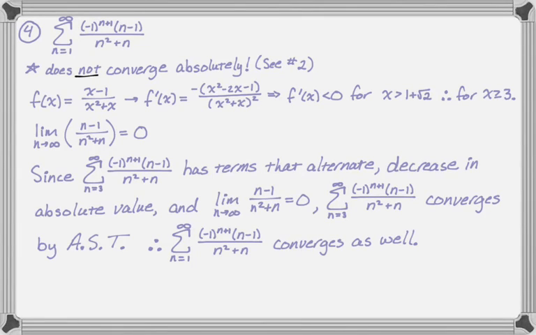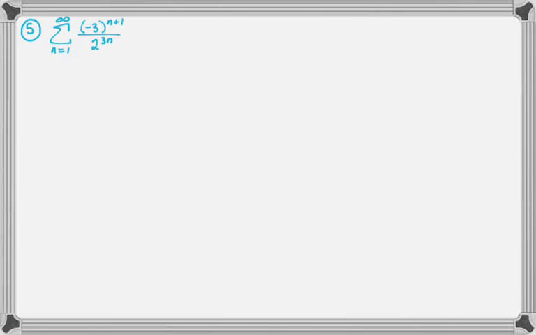All right, new problem. Let's see. So this is number 5. We're going to go from 1 to infinity of the quantity (-3) to the n plus 1 over 2 to the 3n. So you might initially look at this and be like, oh, geometric ratio is like 3/2, so diverges. But you should probably work on it a little bit because that 3n is a little different, right?